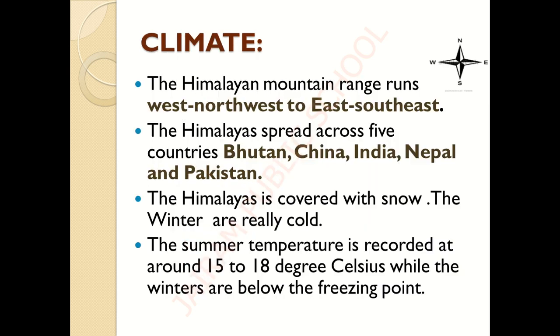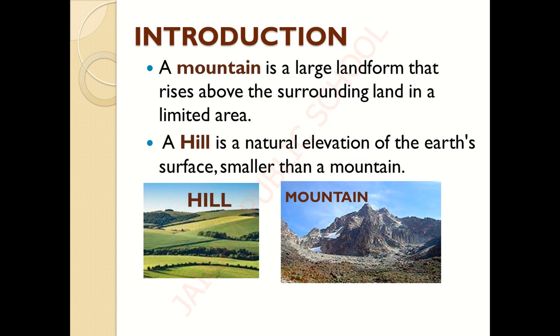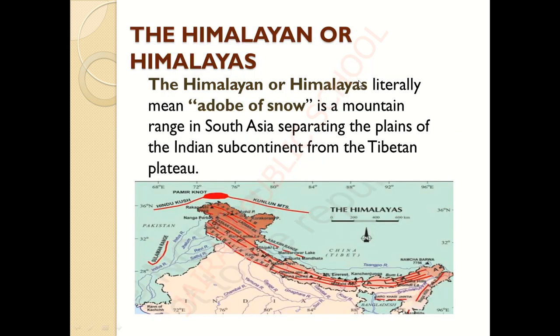You will have a short recap over that. So we have seen the definition of a mountain. A mountain is a large landform that rises above the surrounding land in a limited area, whereas a hill is a natural elevation of the earth's surface smaller than a mountain. And next we have seen the Himalayas. Its literal meaning is abode of snow, that is, entirely covered with snow.